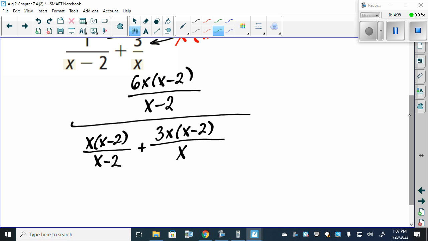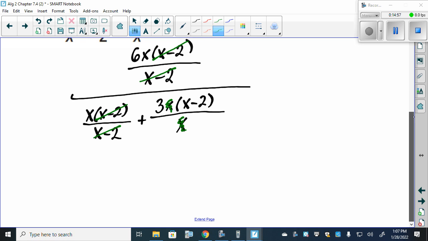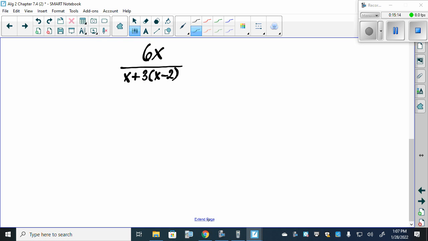So on top, the x minus 2 and x minus 2 would simplify out. On bottom, we would have the x minus 2 and x minus 2, and then we would have the x and x, which will actually leave us with 6x on top. And on bottom, we're going to have x plus 3 times x minus 2.